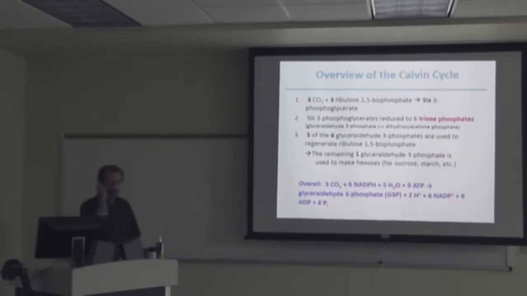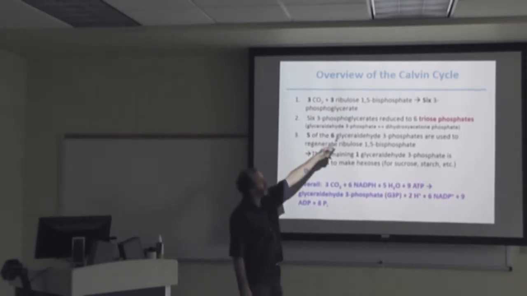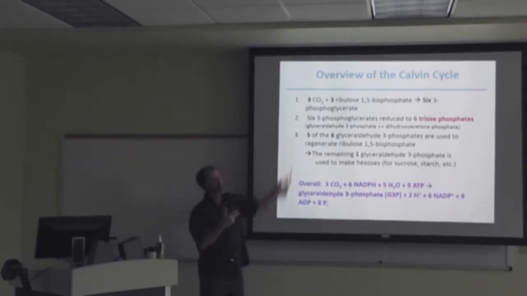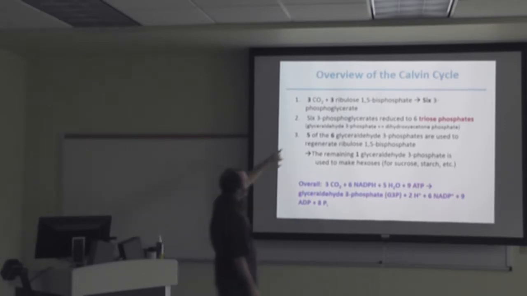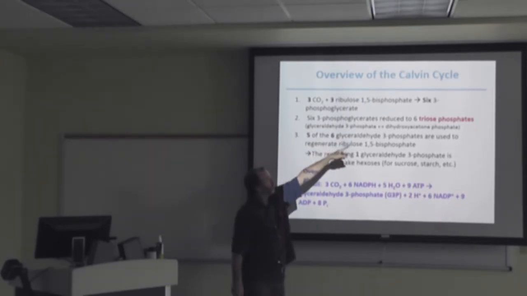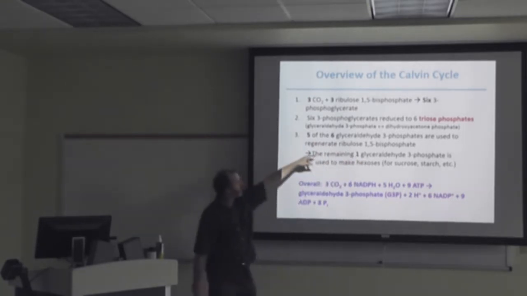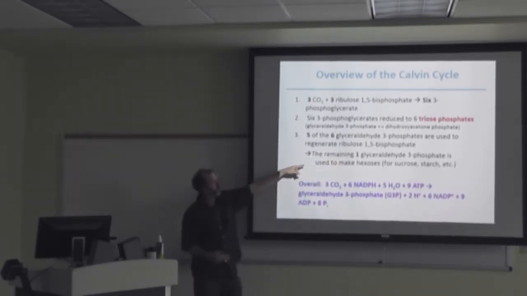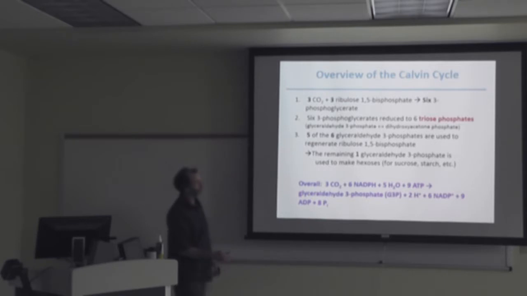So the overall reaction takes 3 carbon dioxides plus 3 ribulose 1,5-bisphosphates and yields 6 3-phosphoglycerates. Those 6 3-phosphoglycerates are then reduced to 6 triose phosphates, glyceraldehyde 3-phosphate and dihydroxyacetone phosphate. 5 of the 6 glyceraldehyde 3-phosphates are used to regenerate ribulose 1,5-bisphosphate, and the remaining 1 glyceraldehyde 3-phosphate is used to make the hexoses, for sucrose, starch, etc.